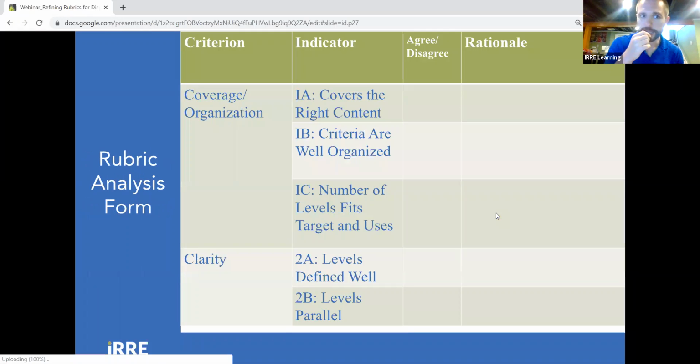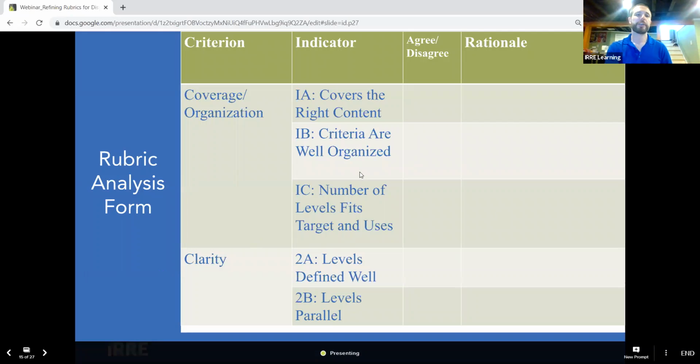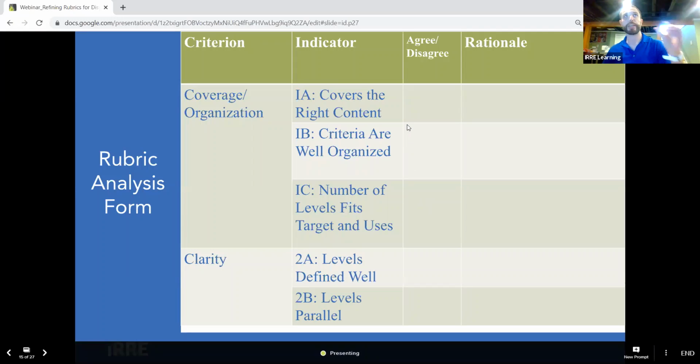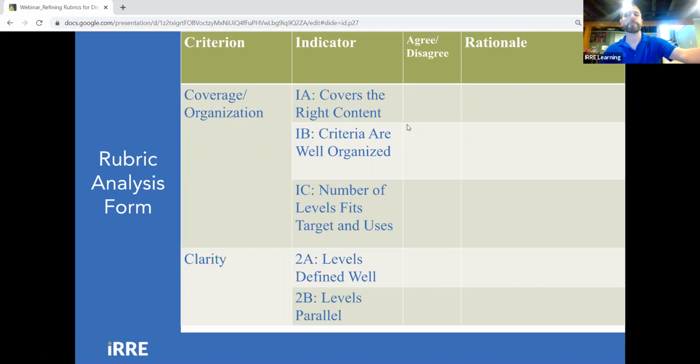So what that ends up looking like in practical purposes is this. We have our 2 criteria, coverage and organization, and clarity. We have several indicators mentioned: that it covers the right content, criteria are well organized, the number of levels fits targets in use, as well as that those levels are defined well and they're parallel. In many conversations, the Educational Testing Service does provide a 1 through 4 rubric to talk about each of these dimensions.